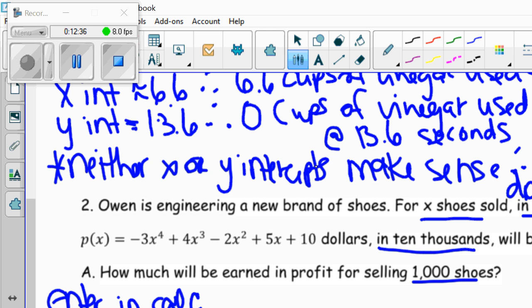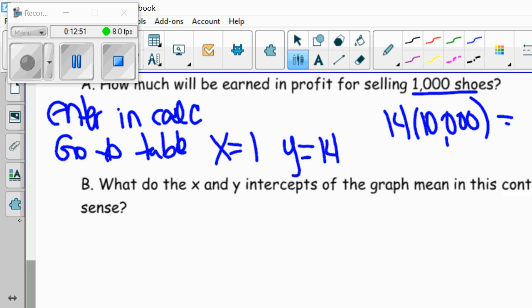That's going to be in 10,000s. So 14 times 10,000, we would make a profit of $140,000. Okay. So then part B. What do the x and y-intercepts of the graph mean in this context? And do those values make sense?